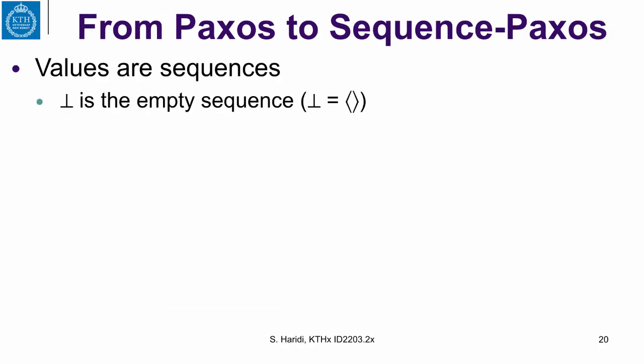So now let us move from Paxos to Sequence Paxos. Values are sequences, and initially, instead of using undefined, everybody accepts an empty sequence.